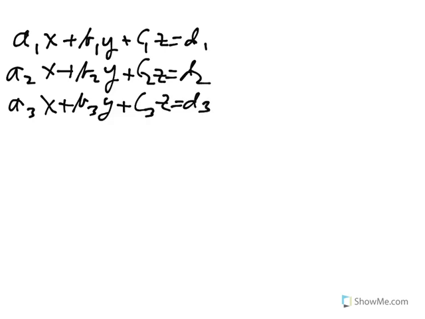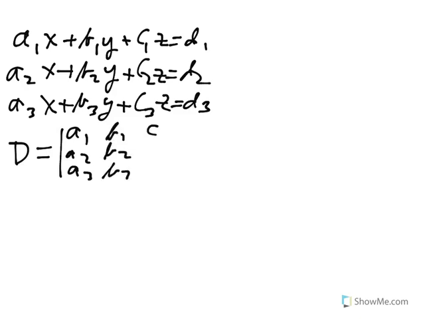And let's see what happens with this thing. First of all, D would just be A1, A2, A3, B1, B2, B3, C1, C2, C3. Let's kind of hold that off on the side. Dx there, well, that would be the column, sorry, with the x's. The first column would get replaced with the numbers after the equal sign.